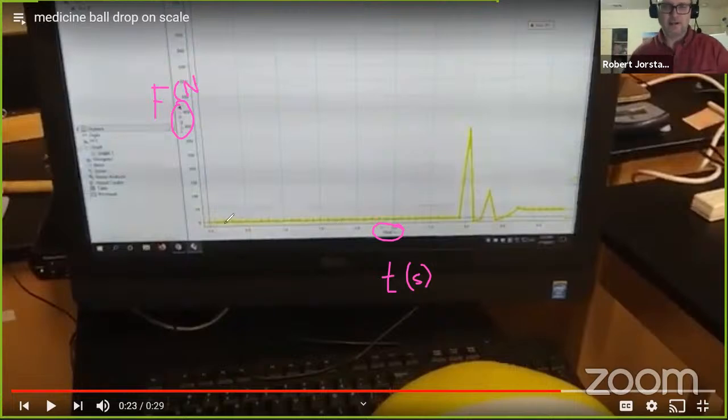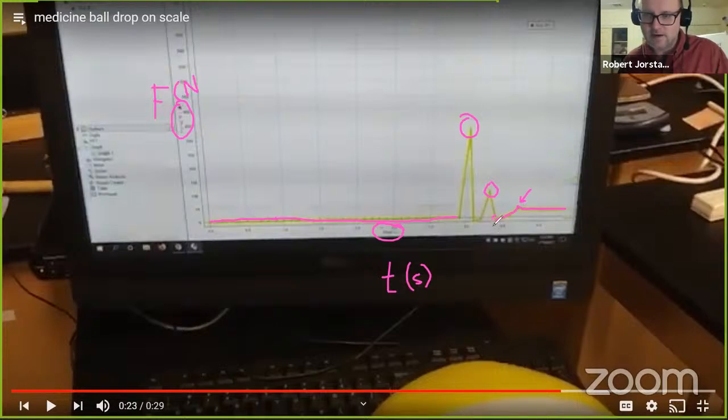And now right here, the first part of it, there's nothing going on. That's because the ball was being held in the air. This is when it first hits the scale. It spikes right there. This is when it hits it a second time. And finally, right there is the third time it hits the scale, and then it settles in. And I'll point this out, I'm just trying to emphasize the line.